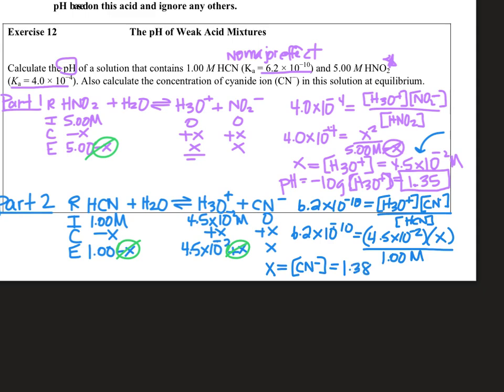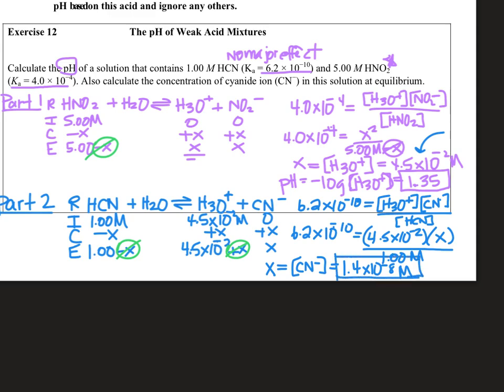And actually, I think that should be 2 sig figs. Hold on, let me erase that off. So it comes out to be 1.4 times 10 to the negative 8 molar concentration of cyanide. So there would be my answer.